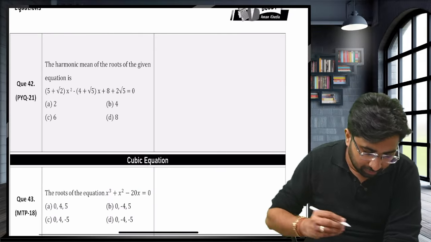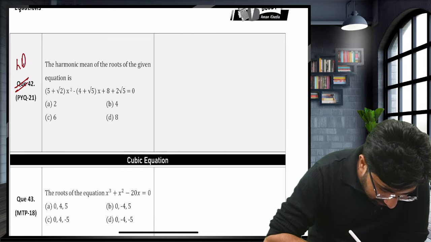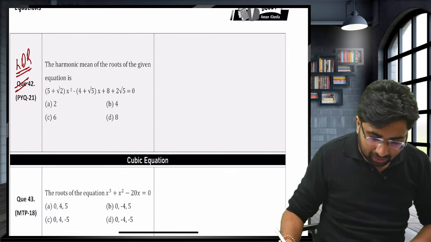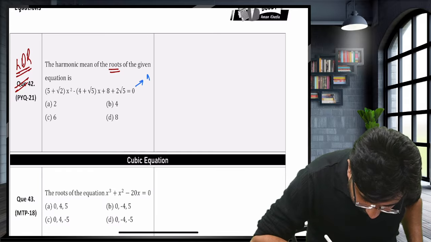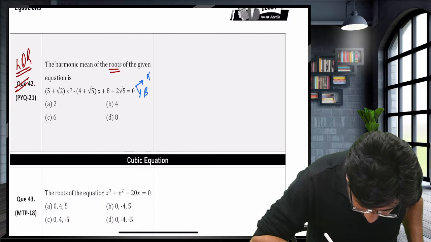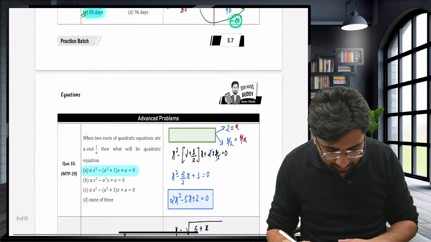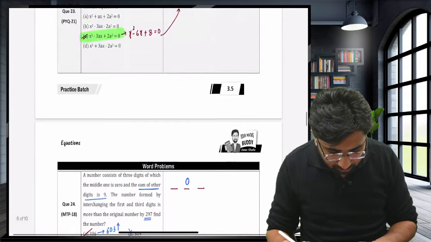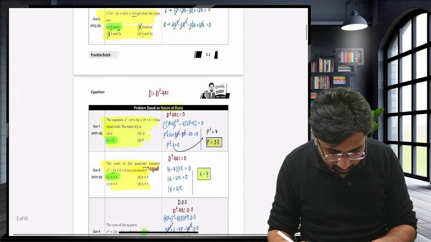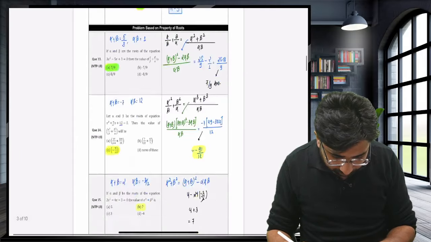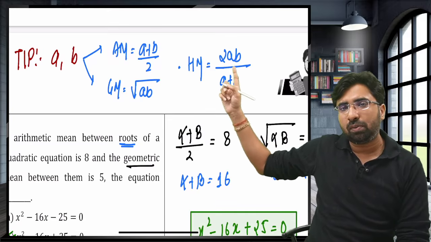One more question. Mark this question as an LDR. See, the harmonic mean of the roots. Aman sir, the two roots are alpha and beta. How to get the harmonic mean of two numbers? Today I made you write one tip for any two numbers. Yes, for any two numbers, the harmonic mean is 2ab upon a plus b.